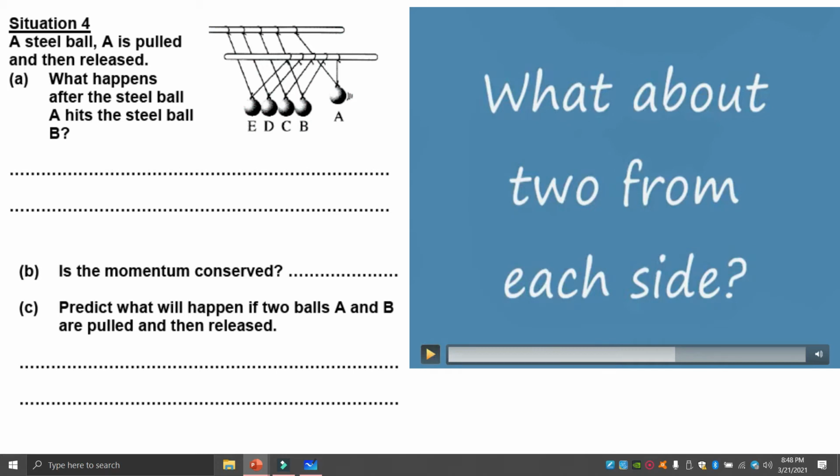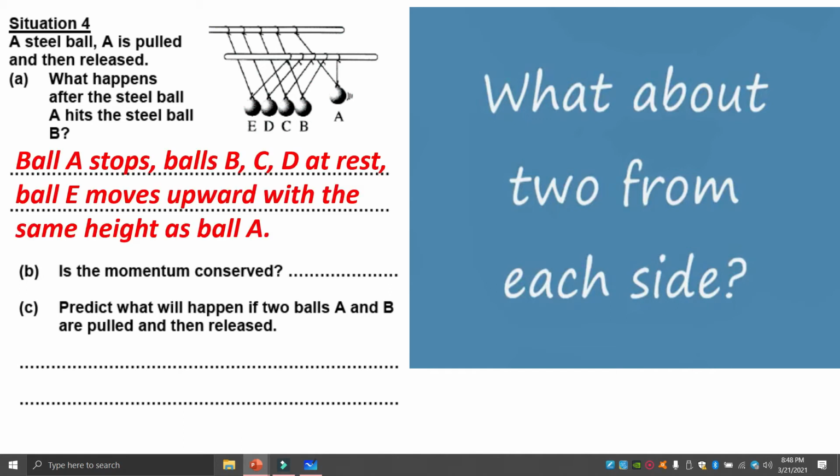Okay. So let's say for this question, a steel ball A is pulled and then released. Okay. So what happened after the steel ball A hits the steel ball B? So A will stop, B, C, D will also be at rest, but ball E will move forward with the same height as ball A. Right? Same height as ball A.